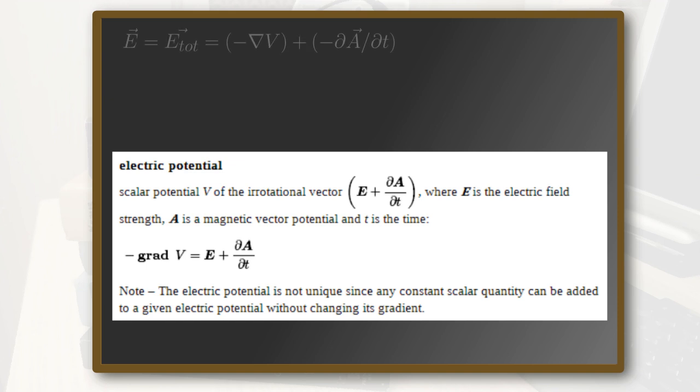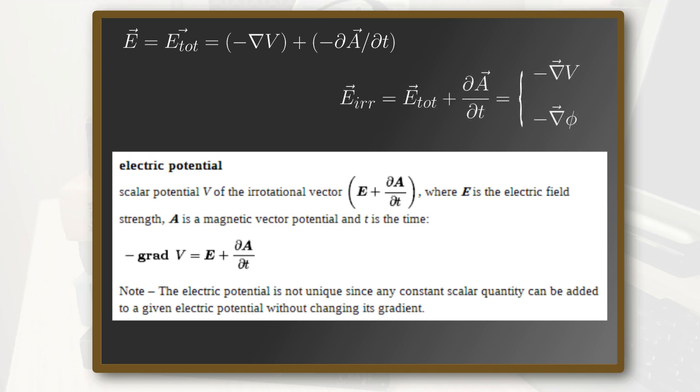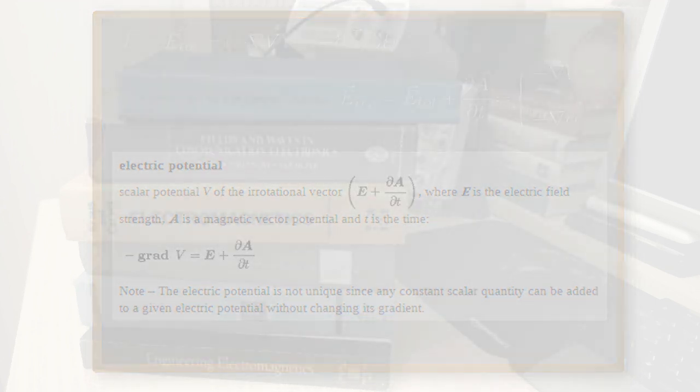Note how this clarifies that E stands for the total electric field, and that V is the scalar electric potential that I have called phi. Also note that in both notations we have that E irrotational is equal to E plus dA/dt, and that is equal to minus the gradient of phi, or in the other notation, minus the gradient of V. We have the same expressions for the fields. This is to be expected since the discrepancy in the notations is only about the sign of the integral and the path of integration.